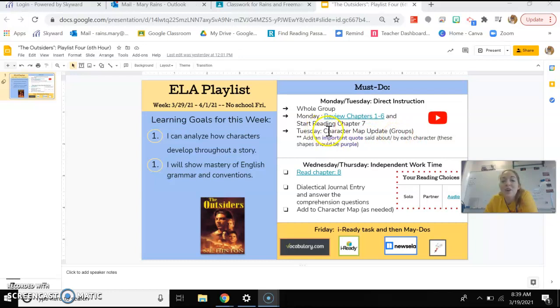And you guys are going to be updating your character maps because there's a couple of areas on the character maps that we haven't really gone over a whole bunch, and you do need to include them. One of them being that important quotes said about or by a character need to be in purple, and so we have added one on our character map, but there are several that we should have added. So we're going to do that on Tuesday. Wednesday and Thursday would be our independent work time.